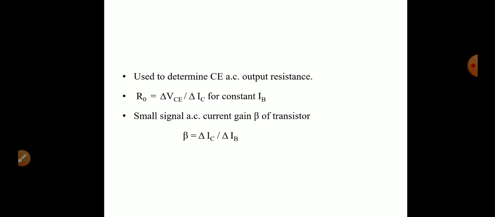And output characteristics are used to determine common emitter AC output resistance. AC output resistance can be defined as the ratio of change in collector emitter voltage to change in collector current for constant input current. We call input the base current in common emitter configuration. This common emitter output characteristics can be used to find the current gain of the transistor. Current gain beta equals delta IC by delta IB.